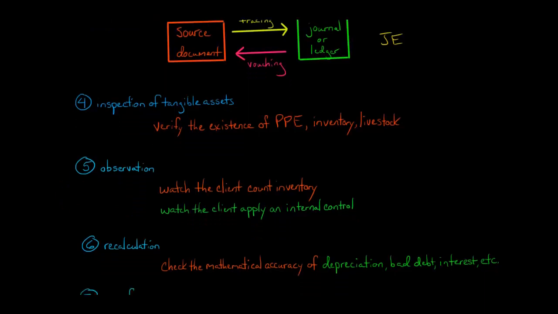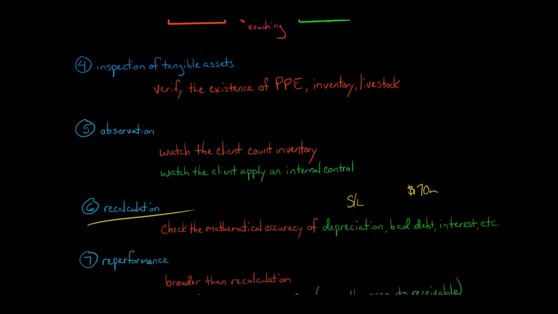And then you can go and you can recalculate, for example, the calculation of depreciation, bad debt expense, interest, anything that involves some kind of mathematical calculation. You can go as the auditor and recalculate and say, okay, what should the depreciation have been? Let's say the company uses straight line depreciation. You look at all their information and you say, okay, they got a depreciation expense of $70 million. I'm going to recalculate and see if I get to $70 million. And it's either going to be right or wrong.